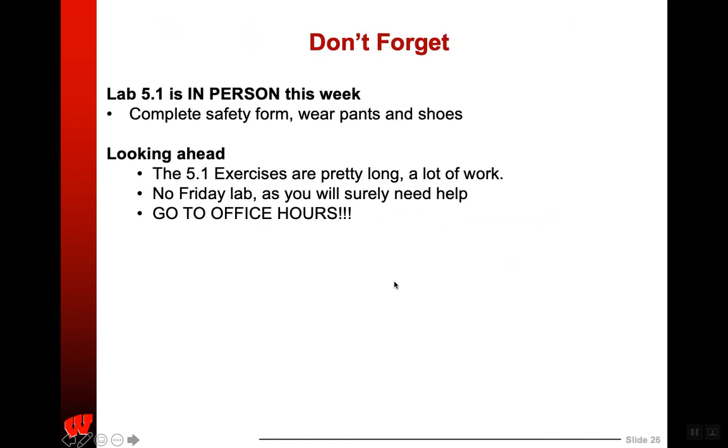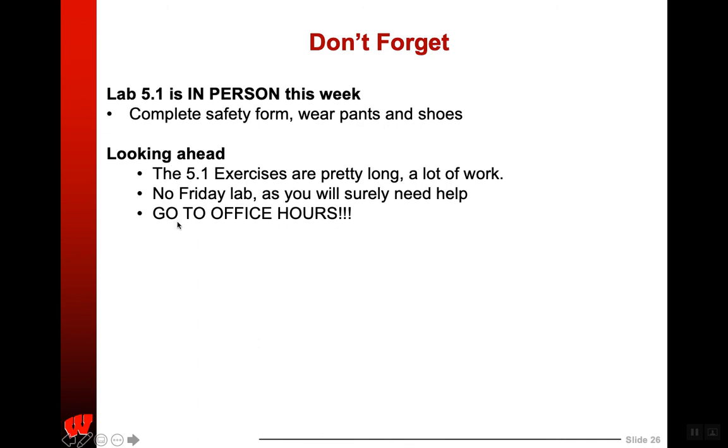All right. So don't forget, if you've made it this far in the videos, Lab 5.1, we're going to bend and break some stuff. Whenever you bend and break things, you got to wear pants, right? You got to be safe. You're going to wear safety glasses. You got to wear long pants. You have to wear shoes, not sandals. So don't come in your undies and barefoot. No, you wear long pants and closed-toe shoes. And you got to complete the safety form before you do that.